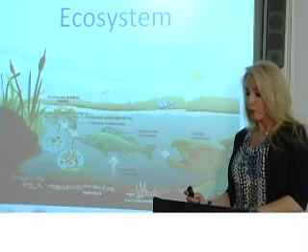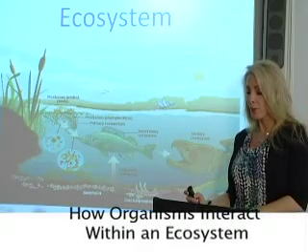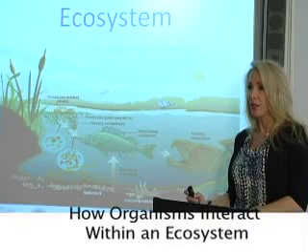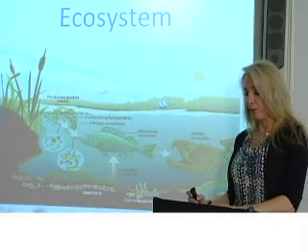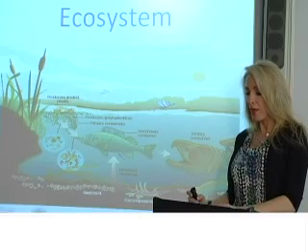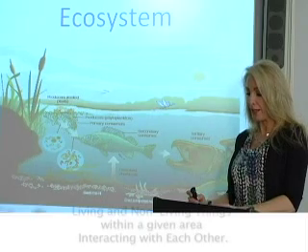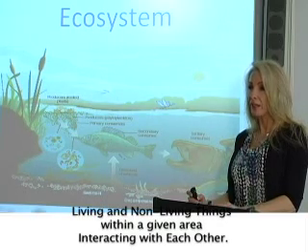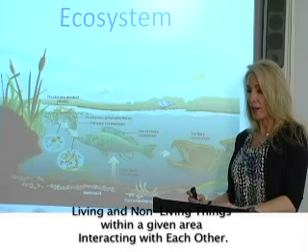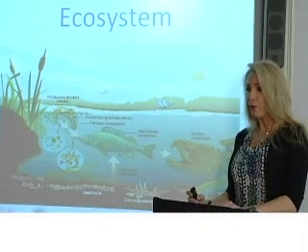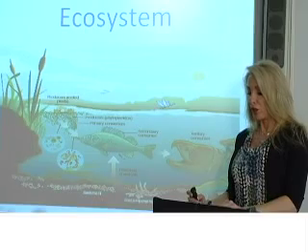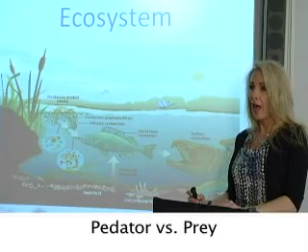Welcome. Today we'll be learning about how organisms interact within an ecosystem. What exactly is an ecosystem? Please make note that an ecosystem is defined as the living and non-living things in an area interacting with each other. Today we will focus on the specific relationships between predator and prey.